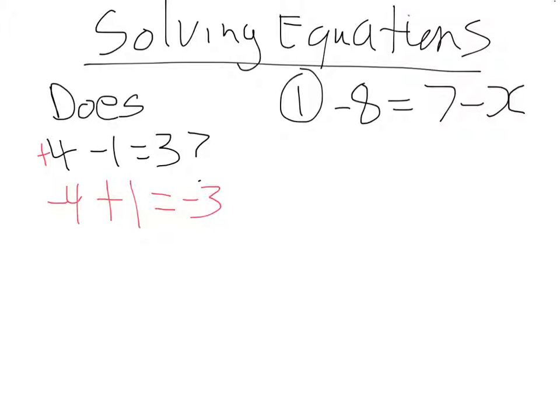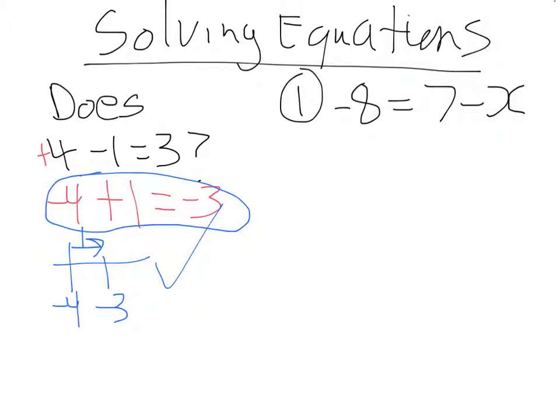So let's see. Negative 4. If I'm at negative 4 and I increase by 1, I end up at negative 3. So it appears that that works. Okay, so that means that anytime I can create a related fact by just switching the signs on each item in addition or subtraction. That's going to help us as a relationship when we go to solve equations.